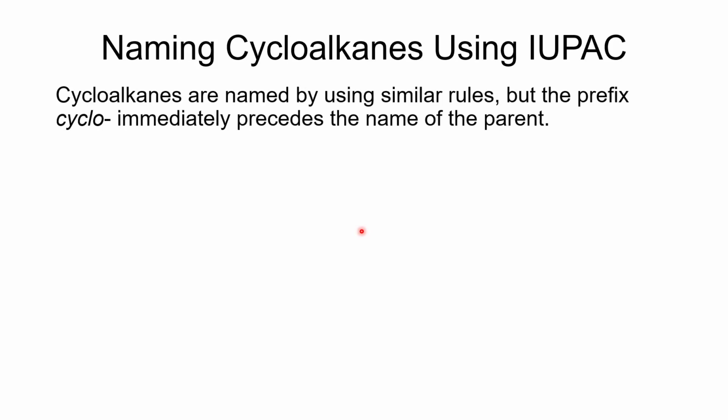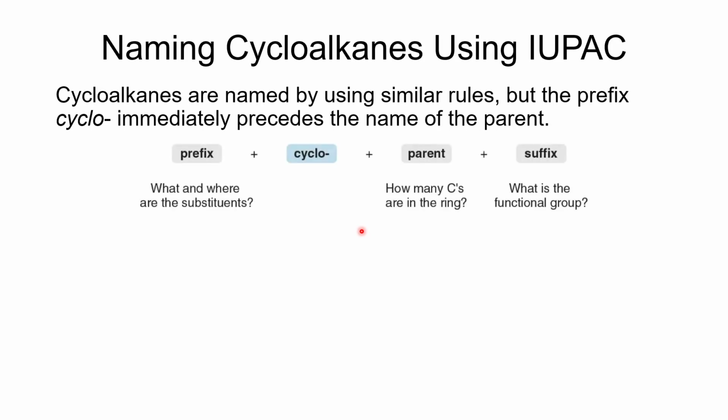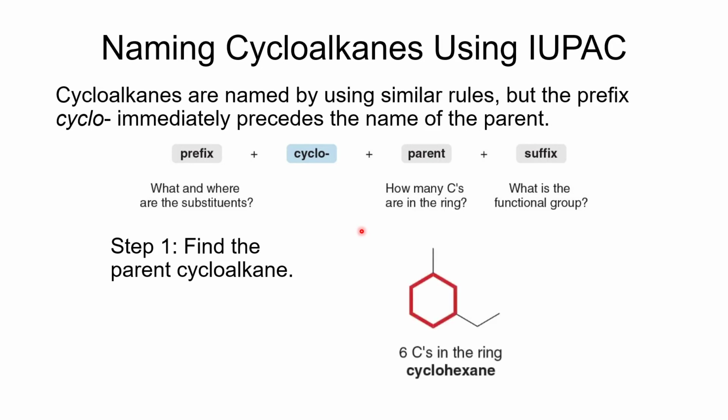And let's look at cycloalkanes. So when we're doing cycloalkanes using the IUPAC nomenclature, the cycloalkanes are named using the similar rules, but the prefix cyclo immediately precedes the name of the parent. So that's really the biggest difference. Now, there's a couple of other subtleties that we'll look at here in just a moment. So step 1, find the parent cycloalkane. All right, so for example, on this one, clearly we have a 6-membered ring, so we call that cyclohexane. So step 1 is always going to figure out what your parent cycloalkane is going to be.